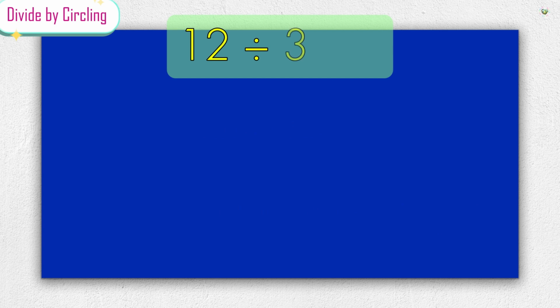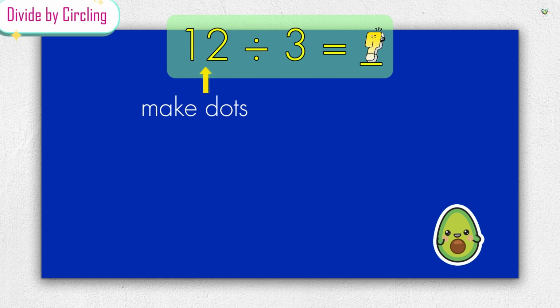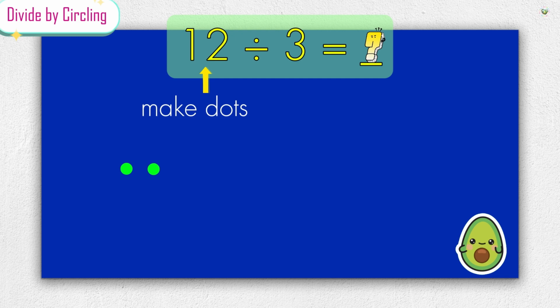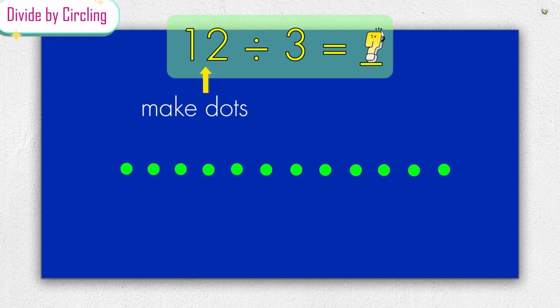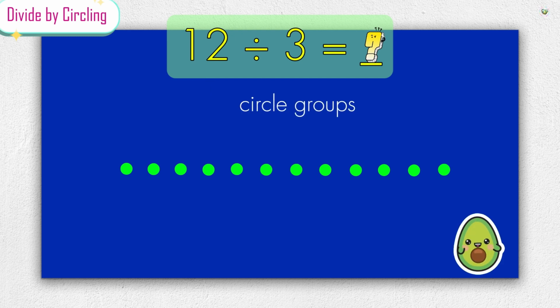Yes, please. Let's try 12 divided by 3 this time. So, what's our first step? Make dots. The first number is 12, so I'll make 12 dots. 1, 2, 3, 4, 5, 6, 7, 8, 9, 10, 11, 12. Good. What's next? Circle groups. The second number is 3, so I'll circle groups of 3.